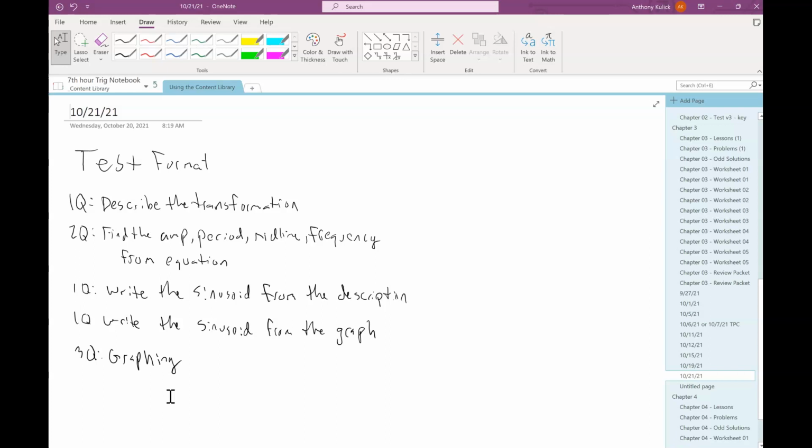Will the sinusoid questions only be sine and cosine, or can they also be tangent? A sinusoid isn't a tangent equation. Sinusoid means sine or cosine only. Okay, that makes sense. So the only tangent stuff is going to be in graphing? Correct. Or possibly the period, midline, frequency, or describe the transformation could be a tangent thing. But to describe the transformation, does it matter what it is? No, sine, cosine, tangent, whatever, it doesn't matter.